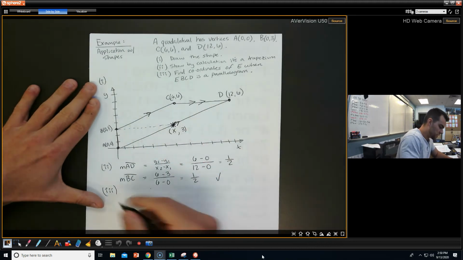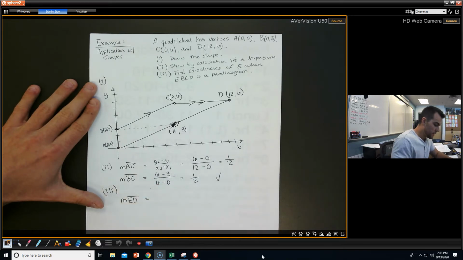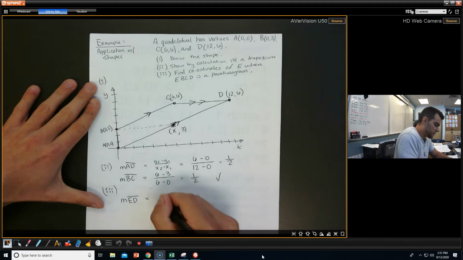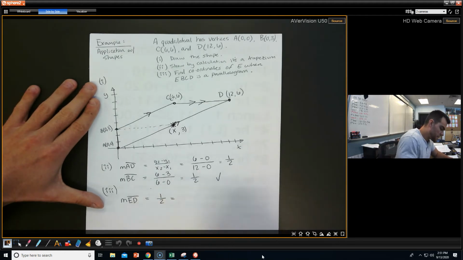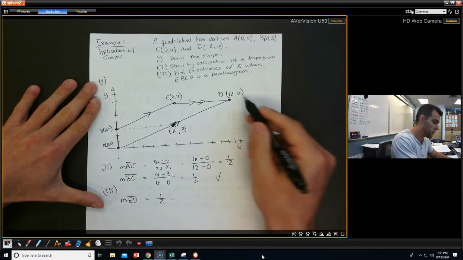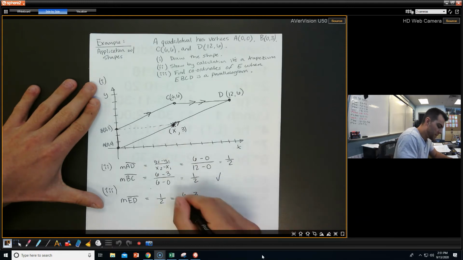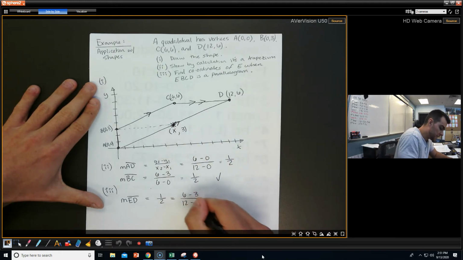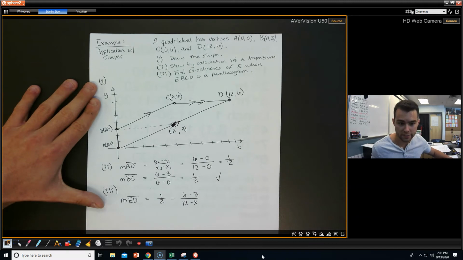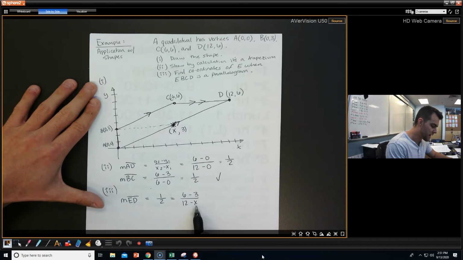So what I'm going to do is calculate the slope between ED. And I know the slope is going to be 1/2, so I'm going to write that 1/2 equals. And now I need my coordinates. So I'm going to call this y2, so 6 minus y1, which is 3. And on the bottom, I'm going to have 12 minus x. I don't know what x is, and I'm trying to find the coordinates of E, so I really need this. I need to solve for x.